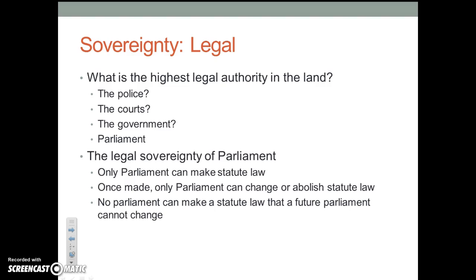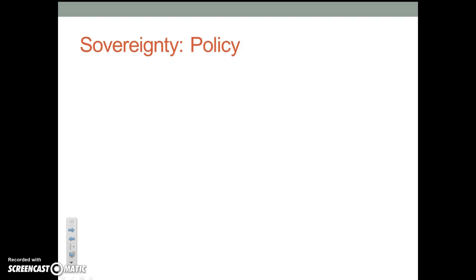Now you need to know those three tenets of sovereignty of Parliament. It's a thing that comes up. It's an exam skill. You need to know it. Okay, so the people are the political sovereigns. Hopefully you're happy with that. The Parliament is the legal sovereign, but that probably doesn't sound quite right.